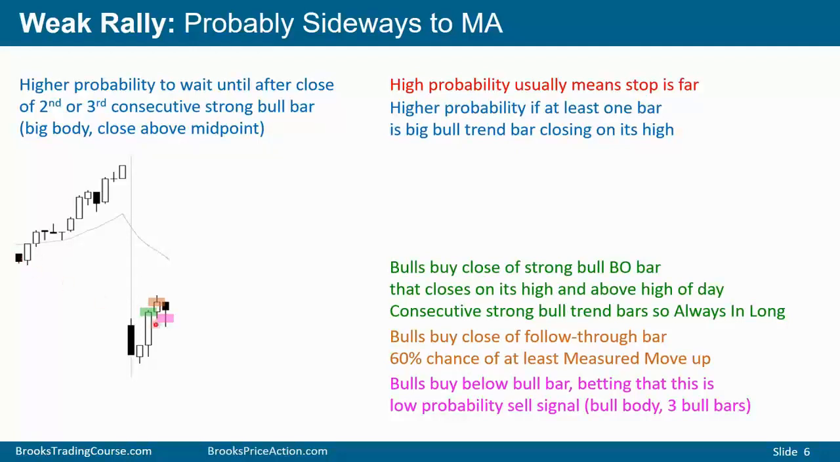For the bears, a double top, this high, that high, but 3 consecutive bull bars, a reversal up from below yesterday's low, 3 bars closing above their midpoints, 2 closing on their highs. This is a low probability short. The bulls know that, and bulls who did not buy earlier will buy with a limit order at the low of that bar, and they'll get filled right here.